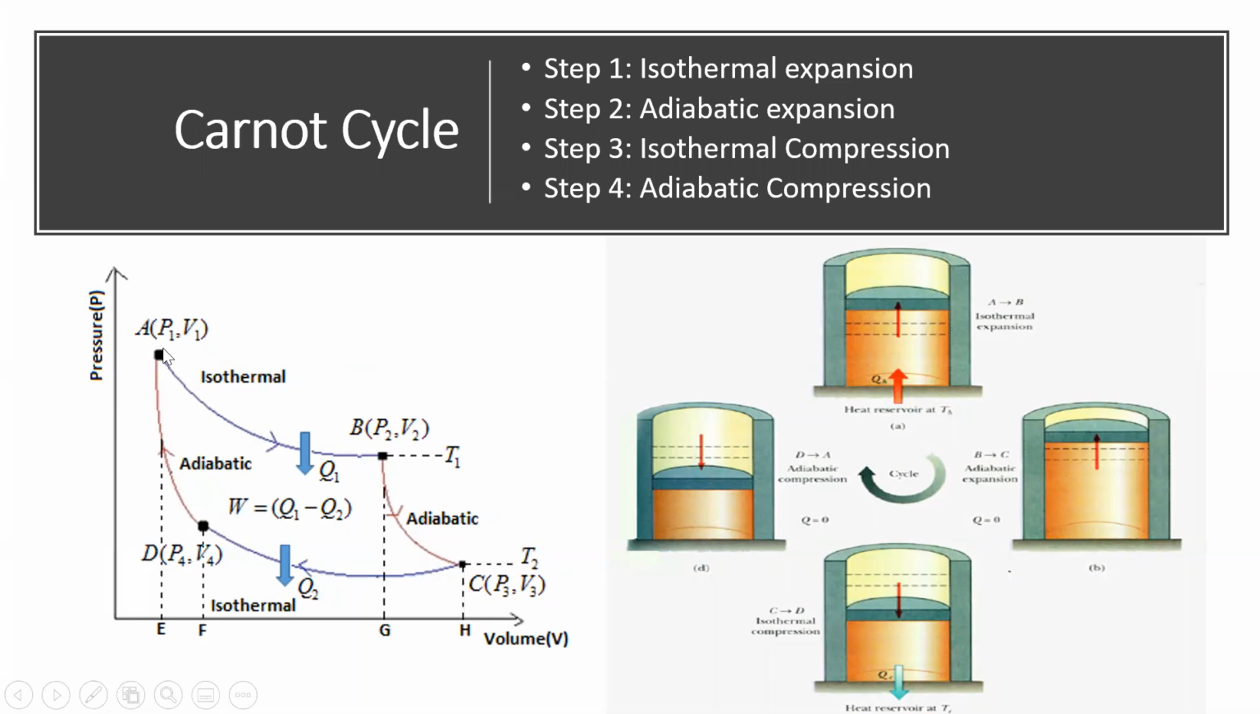So these are the four steps through which the gas will undergo during a Carnot cycle. So this is called a Carnot cycle. And for the heat engine to continue working and continue to do work, we have to continue this cycle. So this cycle will go on and on.